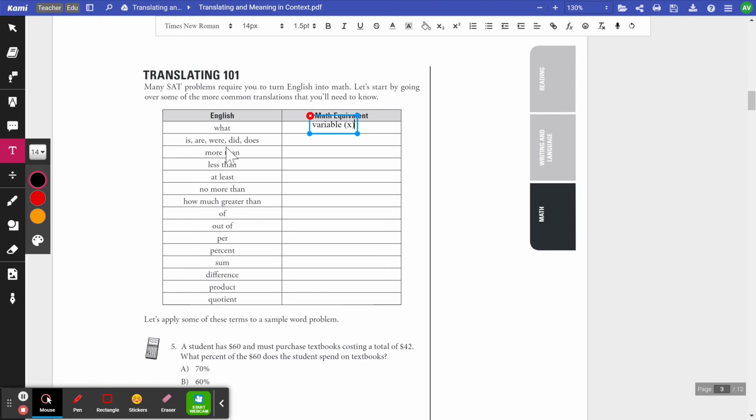And then this one is our word, did, does. All of that means equals.